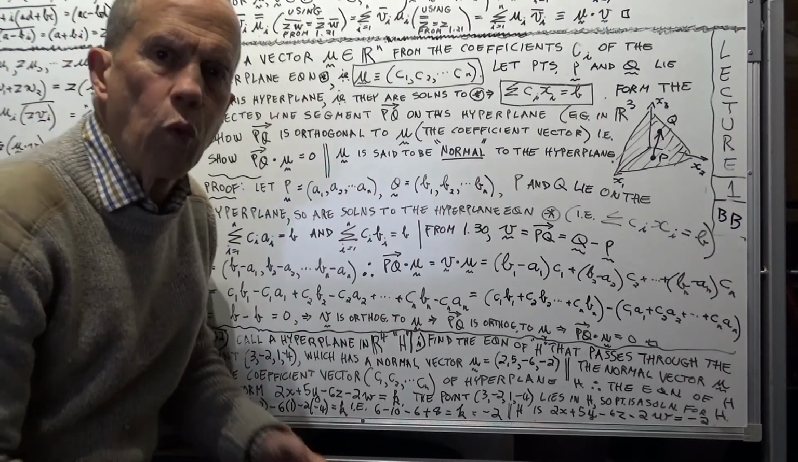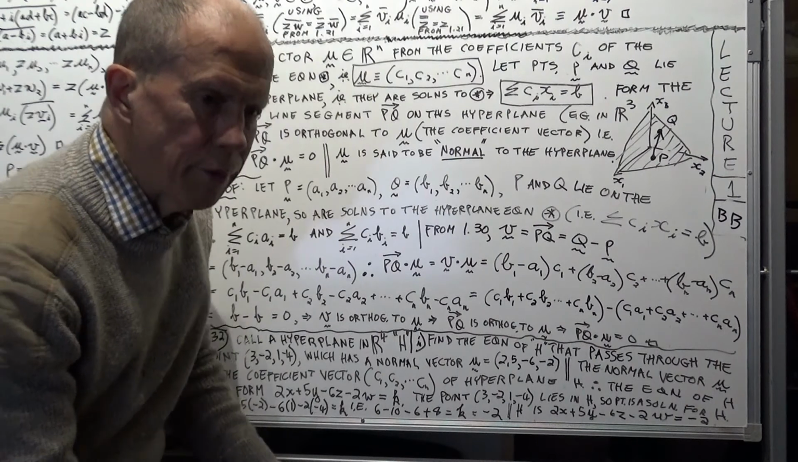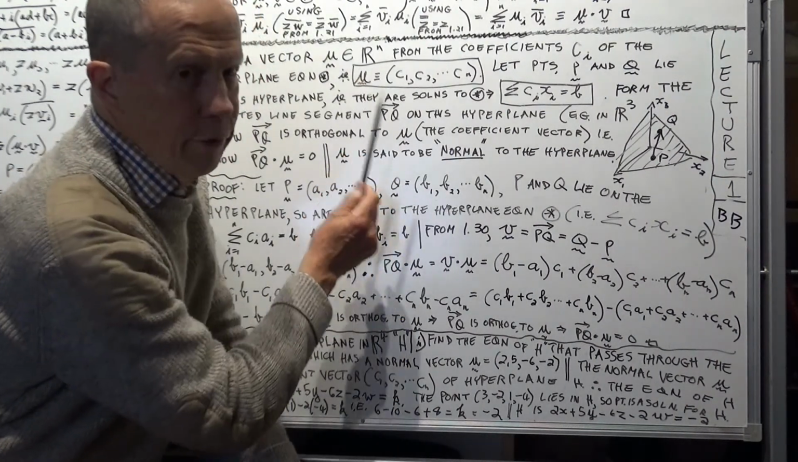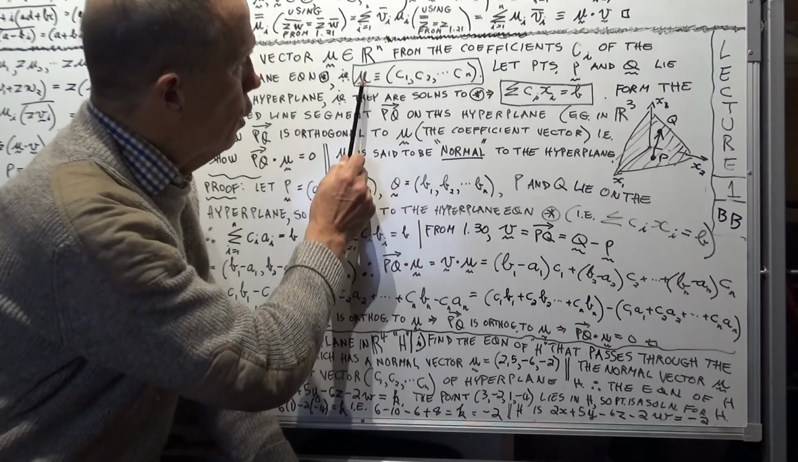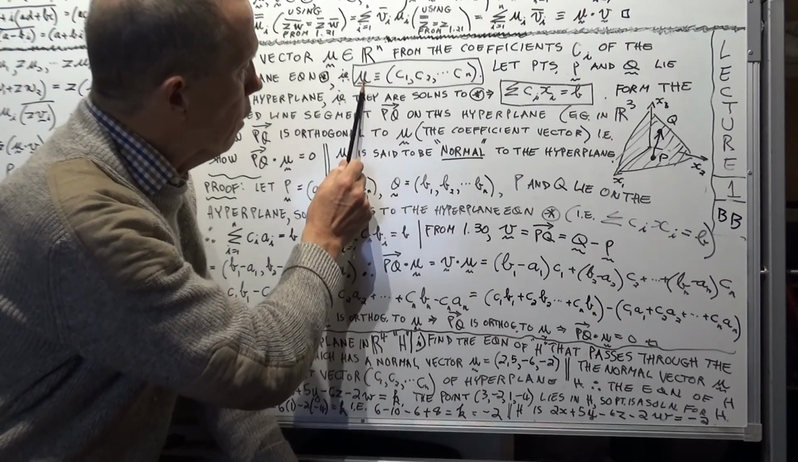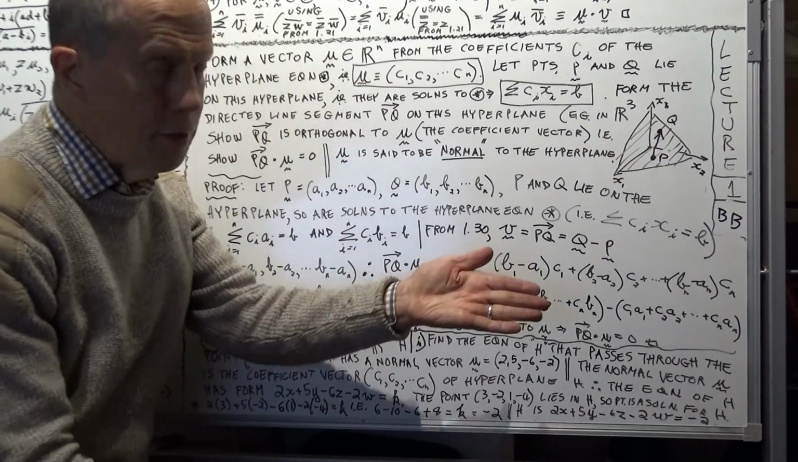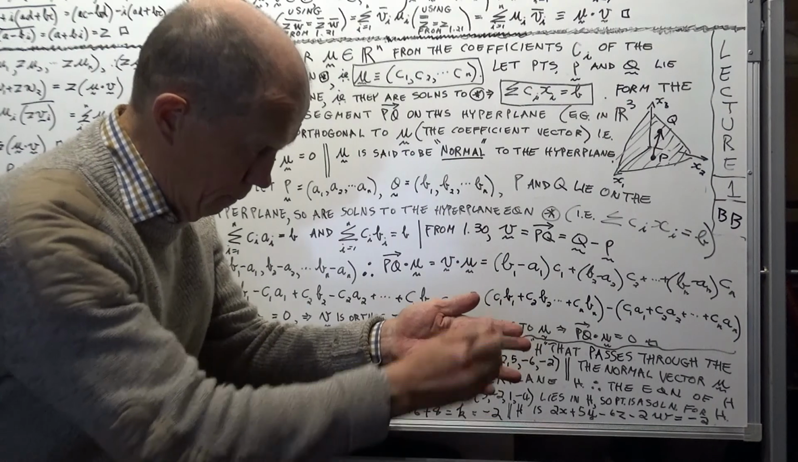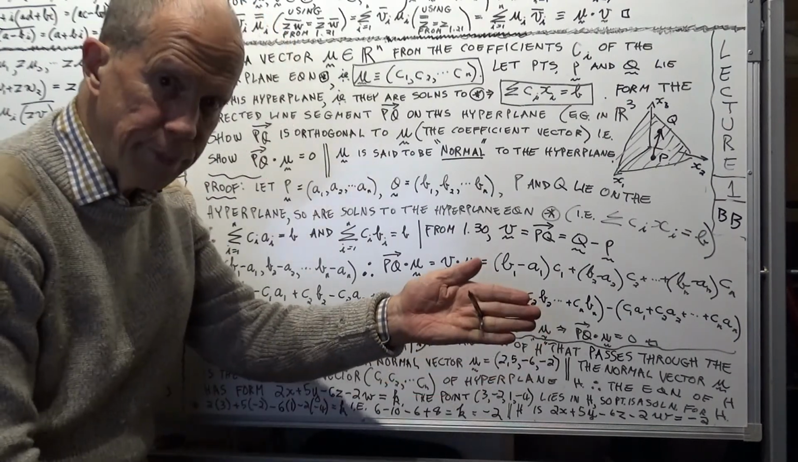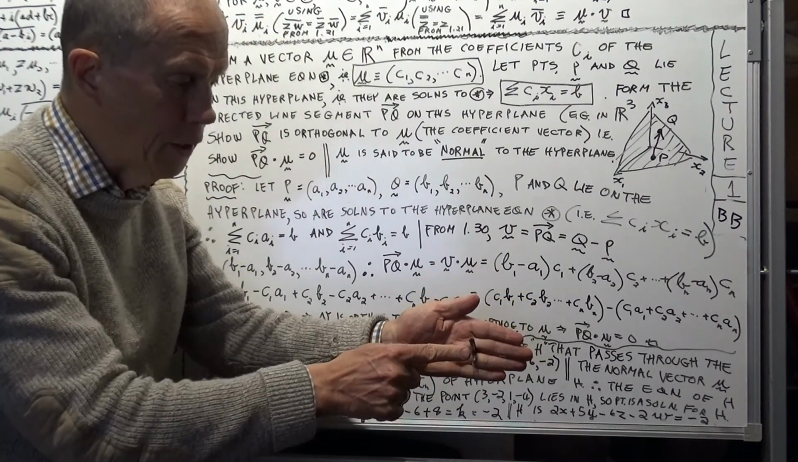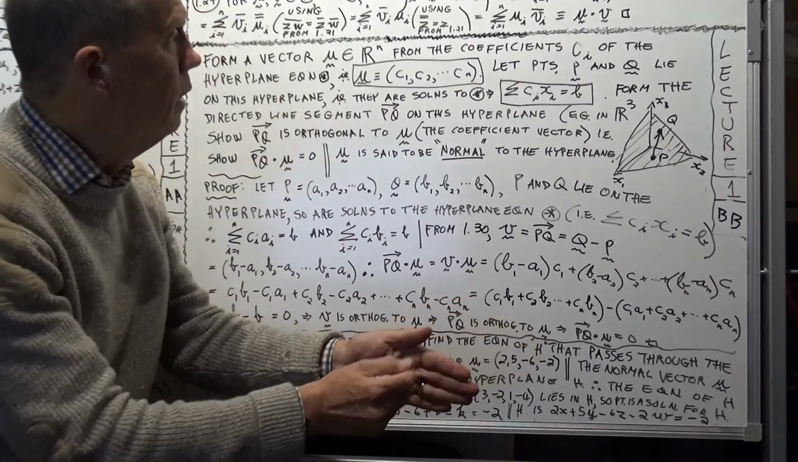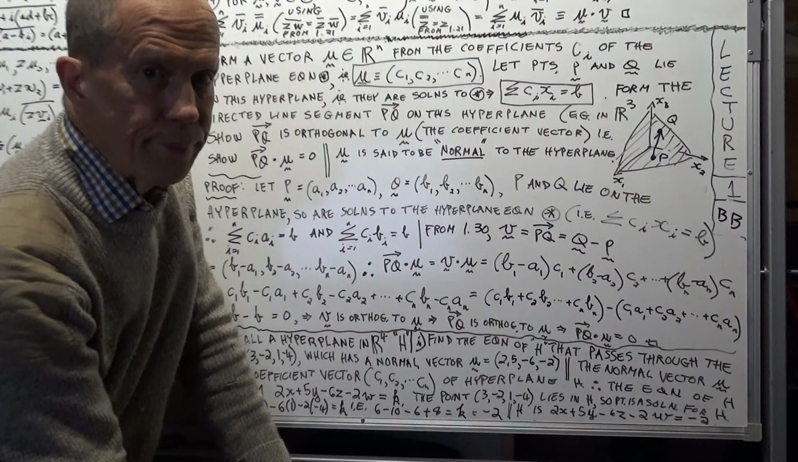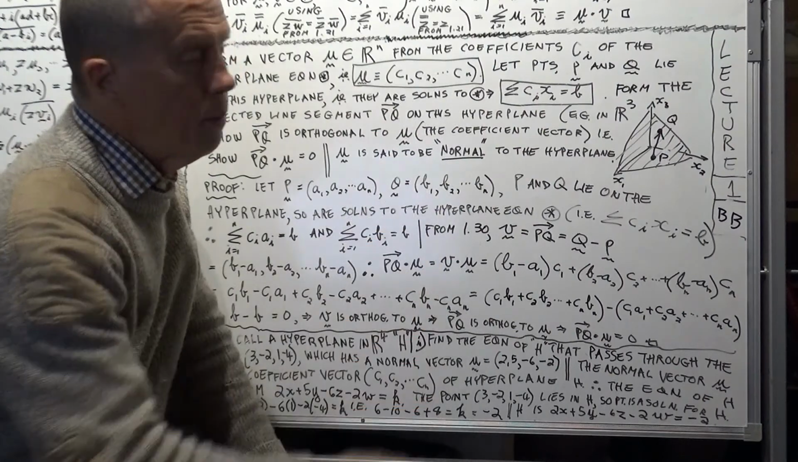Now, why do we do this? What's the point of creating this so-called coefficient vector? Well, it turns out that this coefficient vector is your normal, like that. So the equation of this vector will be u. That's what we aim to prove.